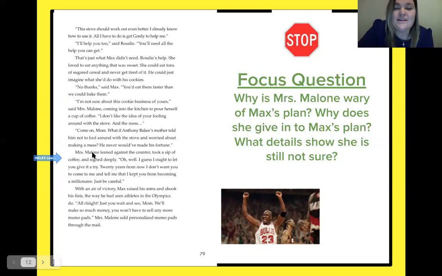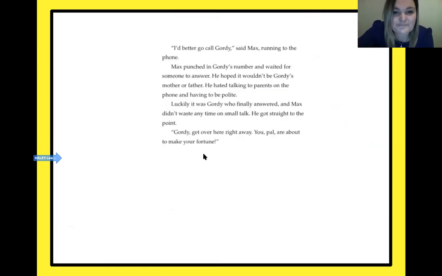She's like, okay, I guess. So she kind of shows she's still not sure, right? And she goes, I ought to give it a try. She doesn't want him to come to her and tell her that she kept him from becoming a millionaire. So she's scared that if she says no, Max is going to be upset with her. So that's why she gives in, right?